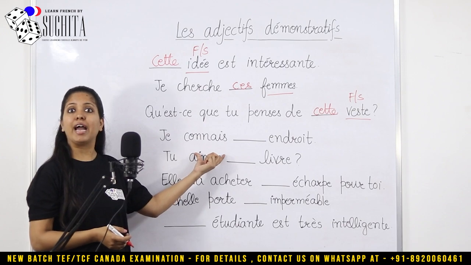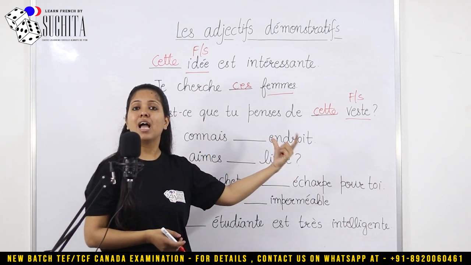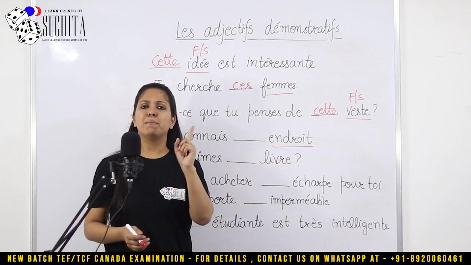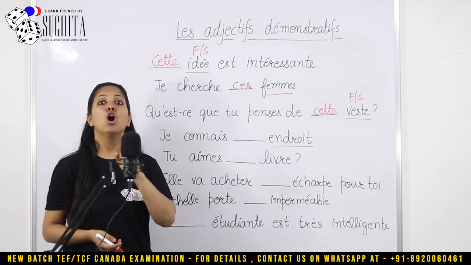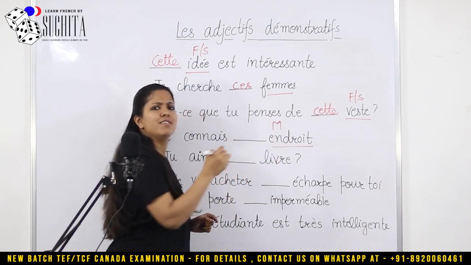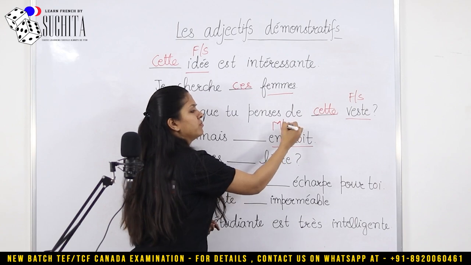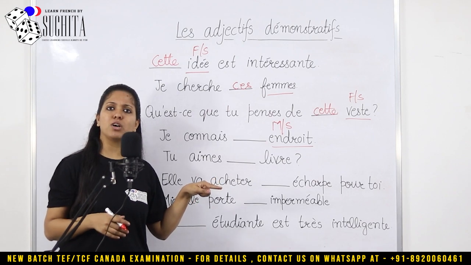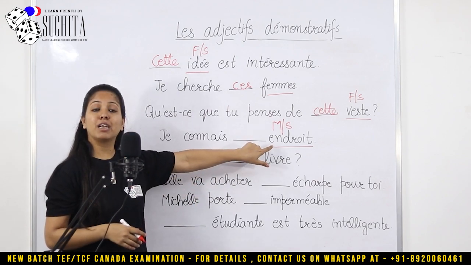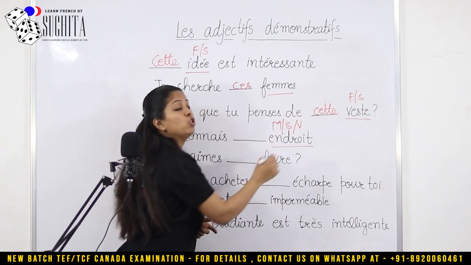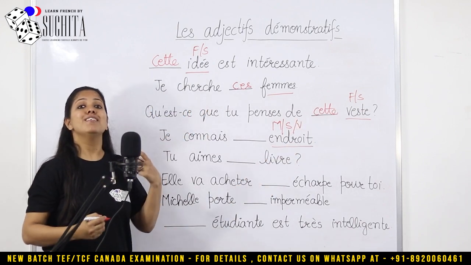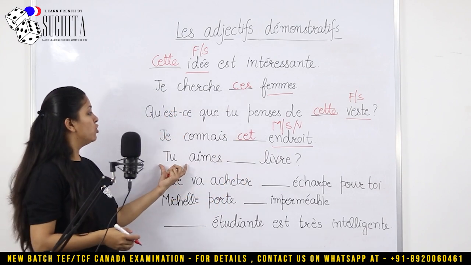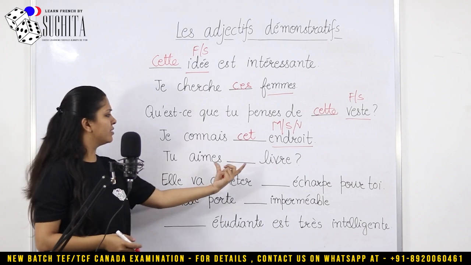Je connais, I know, cet endroit. I know this place. Now look at the word which is next to the dash, and that's endroit. Masculin ou féminin? Là, c'est masculin, un endroit. Singulier ou pluriel? Singulier, un endroit. And does it begin with a vowel or does it begin with a consonant? It begins with E, so that means it begins with a vowel. You're going to use the second option, that is, je connais cet endroit. Cet endroit.